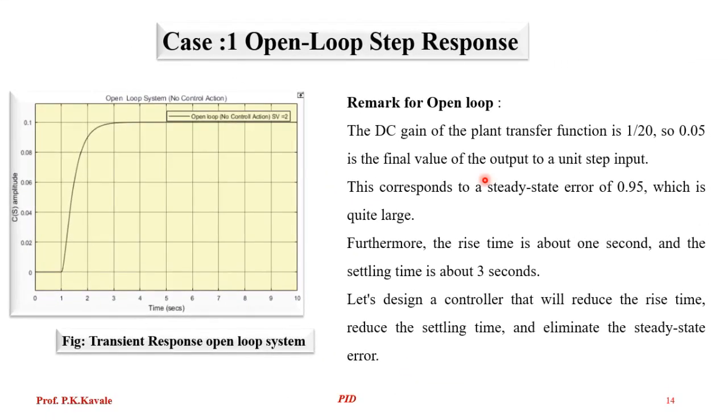So we'll analyze the system and give a remark. The DC gain of the plant transfer function is 1/20, so 0.05 is the final value of the output to a unit step. This corresponds to a steady state error of 0.95, which is quite large. Furthermore, the rise time is about 1 second and the settling time is about 3 seconds. So let's design a controller that will reduce the rise time and settling time, and eliminate the steady state error.